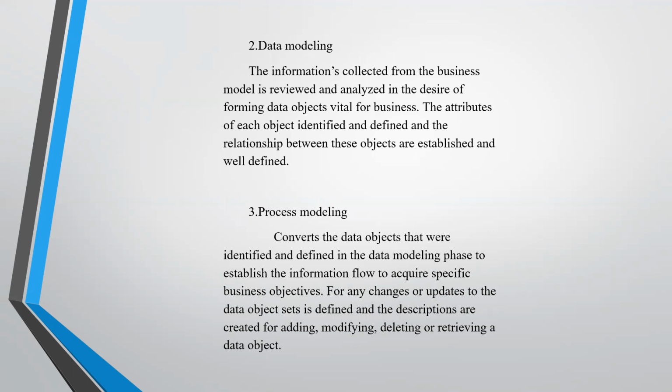Data modeling. The information collected from the business model is reviewed and analyzed with the aim of formatting data objects vital for business. The attributes of each object are identified and defined, and the relationships between these objects are established and well defined. Process modeling converts the data objects that were identified and defined in the data modeling phase to establish the information flow to acquire specific business objectives.